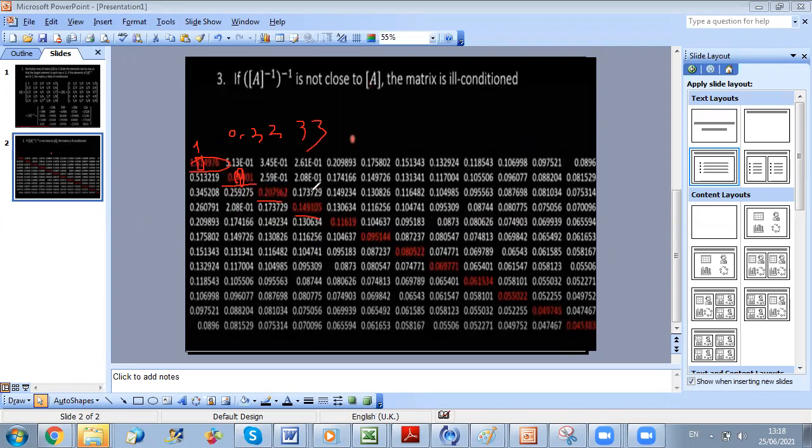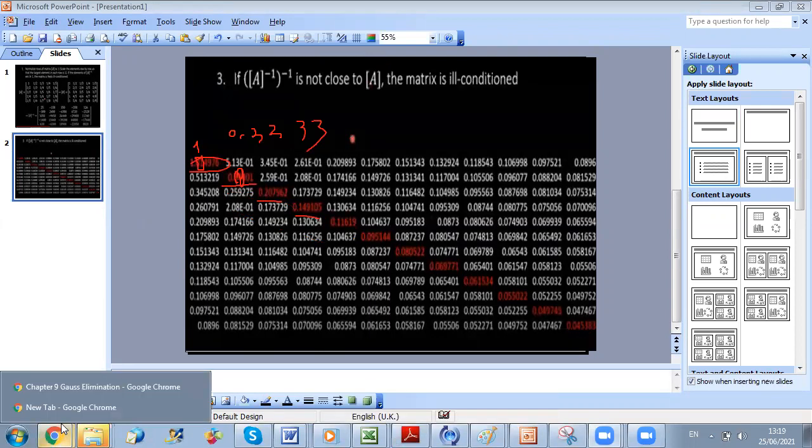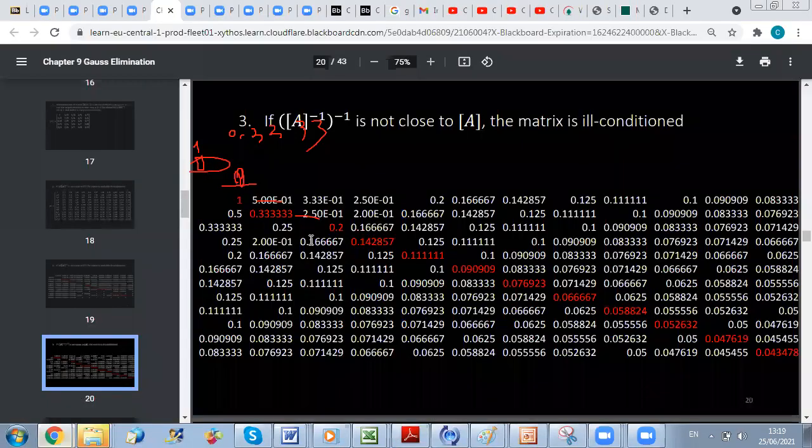So we defined several criteria to know if a matrix is ill-conditioned or not. Next time, we will see how to find a number, through calculation, for the degree of illness of a matrix. So how we can find the condition number for a matrix.